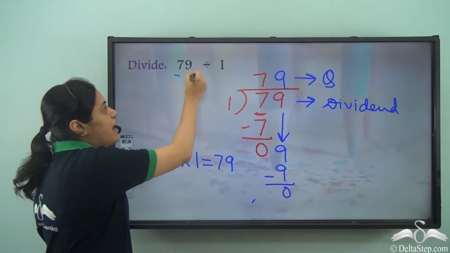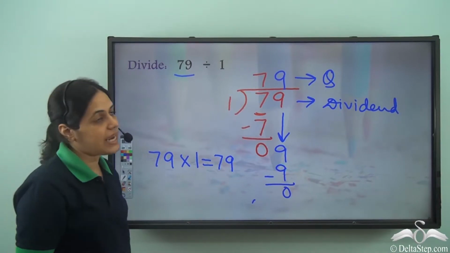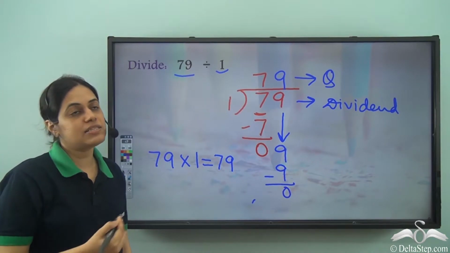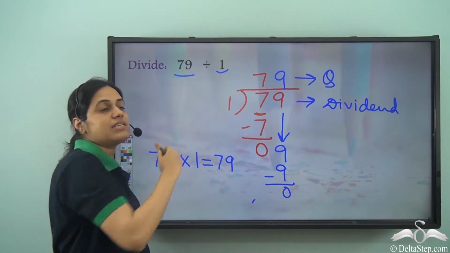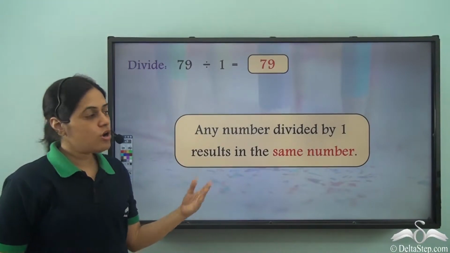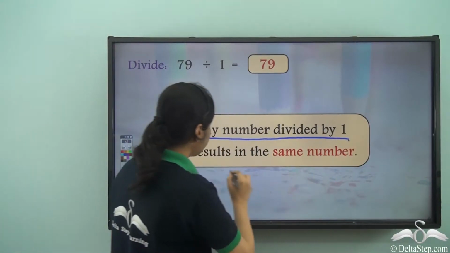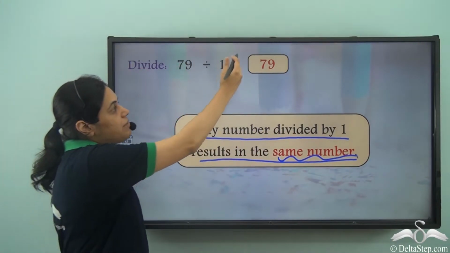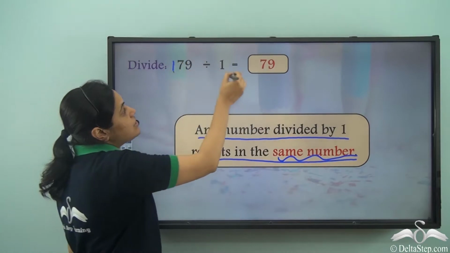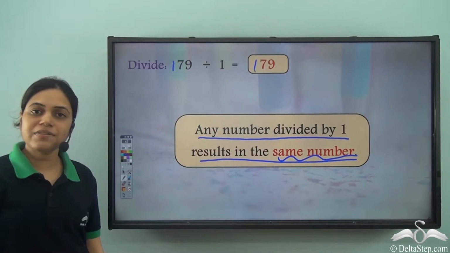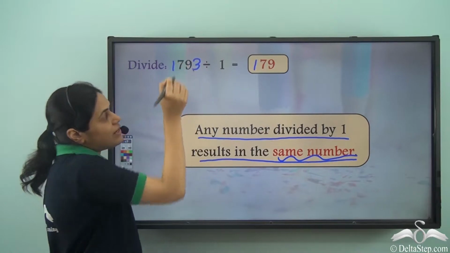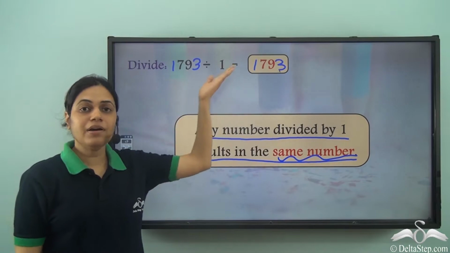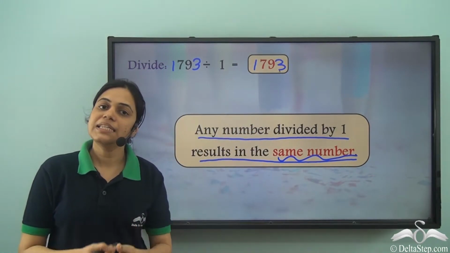So if I divide not just 79 but any number by 1, I get the same number as the answer. So 79 divided by 1 is 79. Any number divided by 1 results in the same number. 179 divided by 1 will be 179. Suppose I had 1793 divided by 1, it will be 1793. So any number divided by 1 gives me the same number.